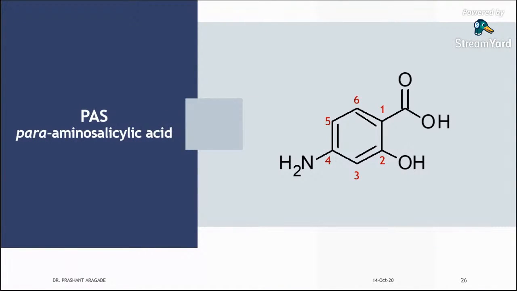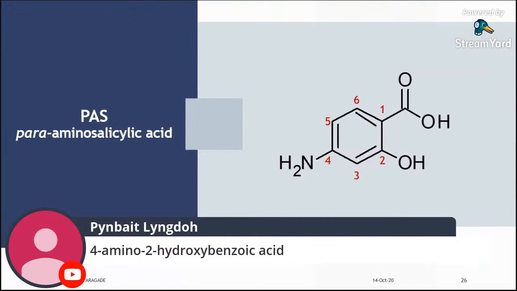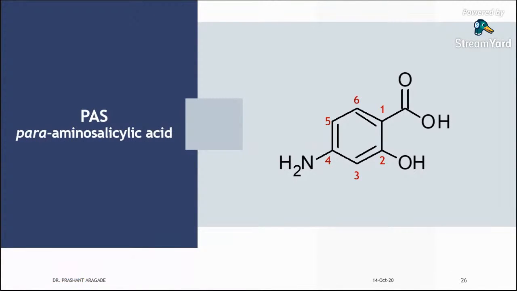So it is not 4-aminocyclohexane. Very nice, Penbit. You have given the correct answer. Very good. 4-amino-2-hydroxybenzoic acid is the correct answer. Tushali, how will 2-oxo come? It is OH, not C double bond O. So what is the correct name?